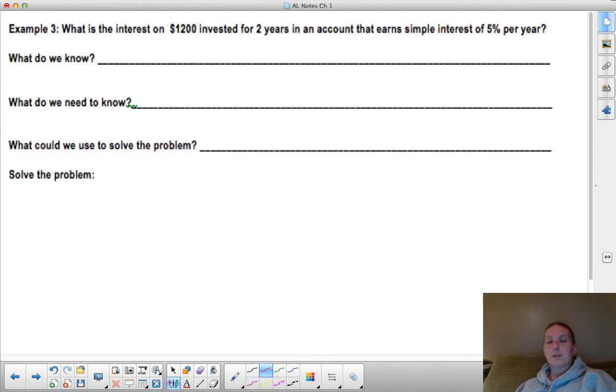Same thing, give example 3 a try. This time we are going to be asked to solve. So what do we know? What do we need to know? What could we use to solve the problem? And then actually solve it this time. Pause it and do it.